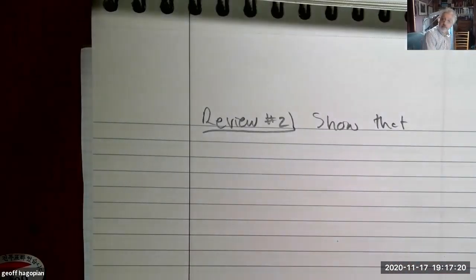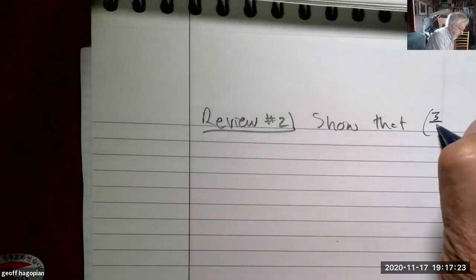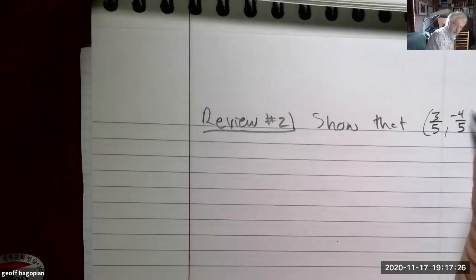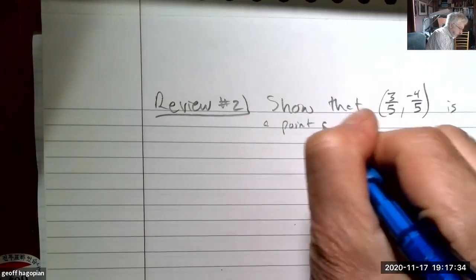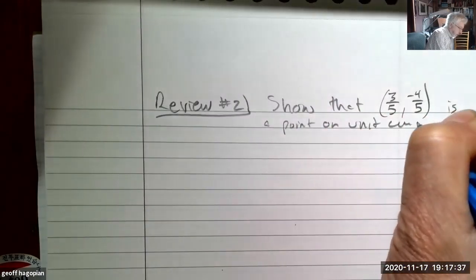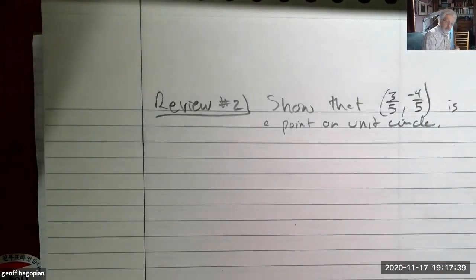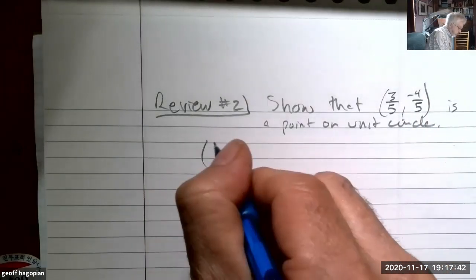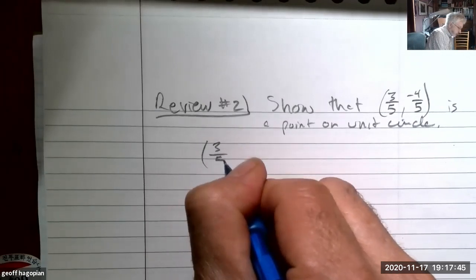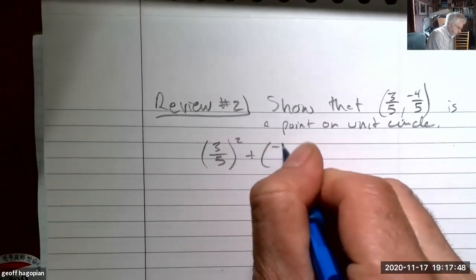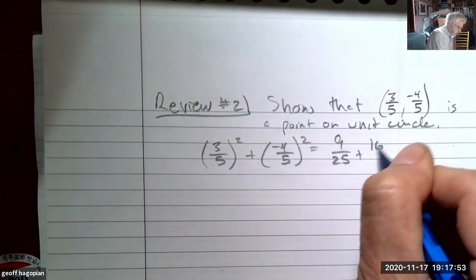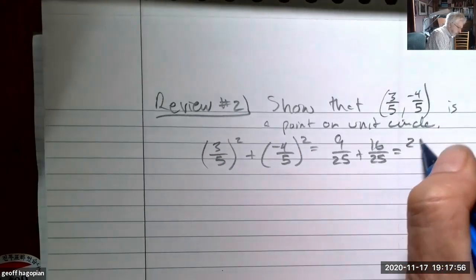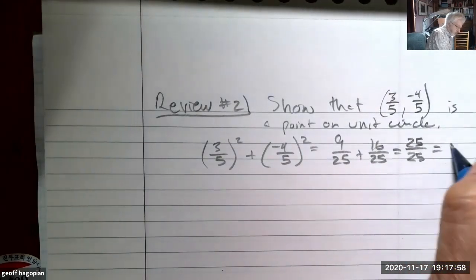So show that, they say 3/5 and -4/5 is a point on the unit circle. Okay, and so that just means show that it solves the equation x squared plus y squared equals 1, right? And this is 9/25 plus 16/25. That's 25/25 on a Tuesday, which is 1.